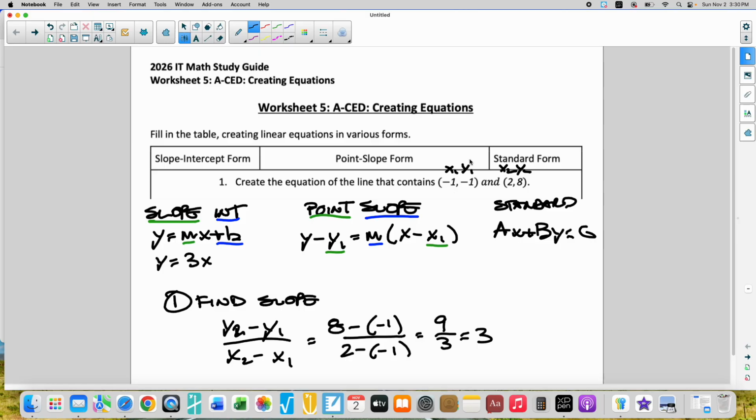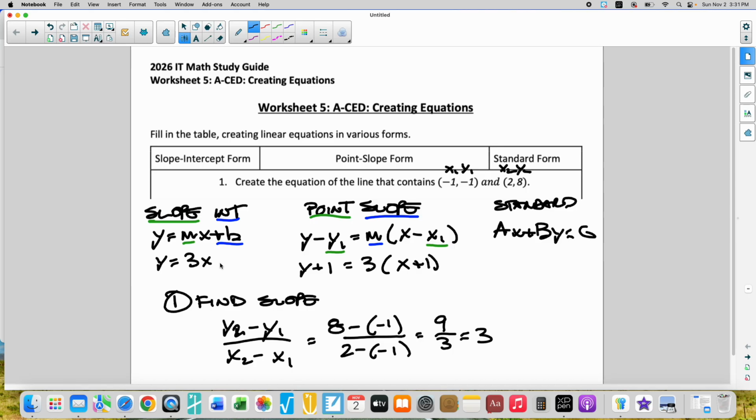We can pick any point. We'll take y sub 1, so you can do y minus y sub 1, which is negative 1, which will make positive 1, equals 3 times the quantity x plus 1. And that would be the point slope form. Standard, we'll get to that later. We'll use our slope intercept.